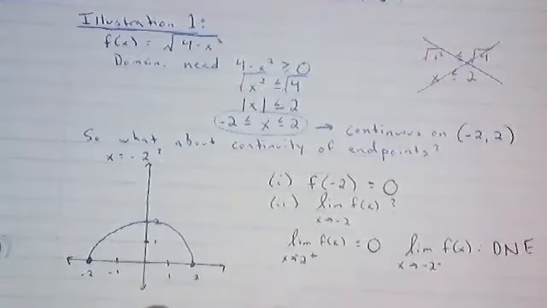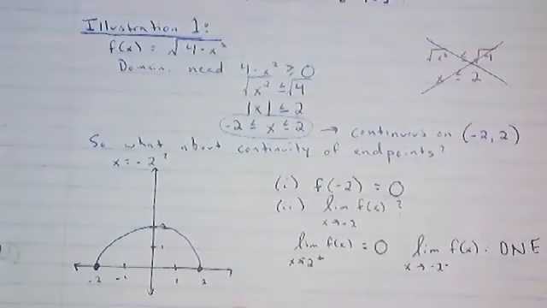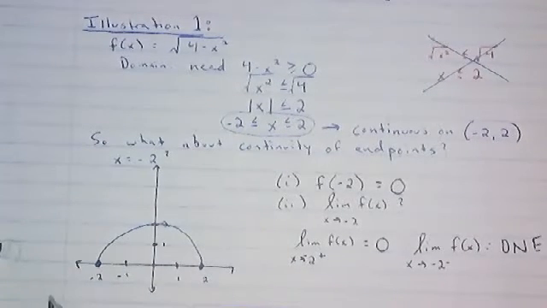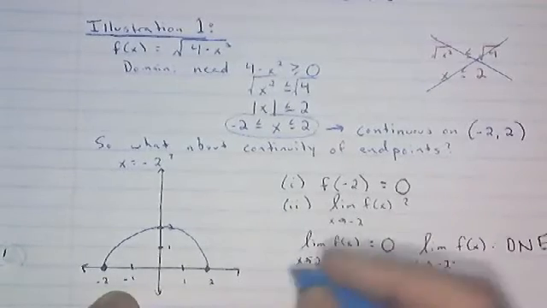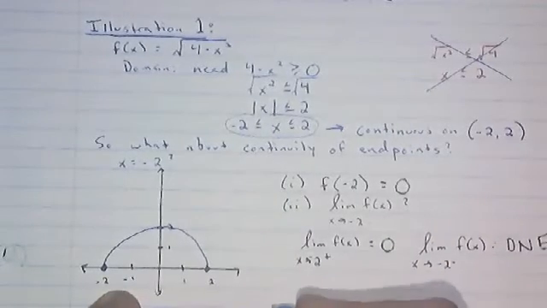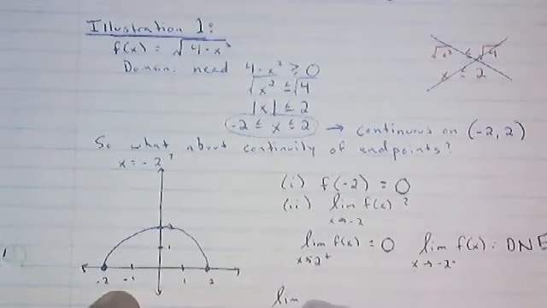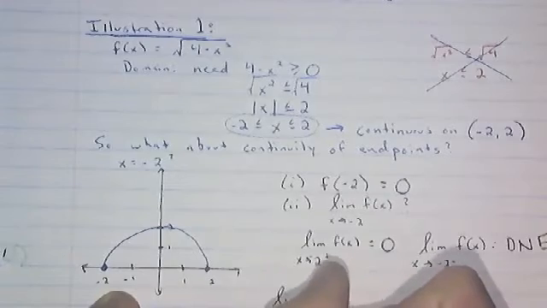So according to our current definition of continuity, is our function continuous at -2? No, because it just kind of falls off into the abyss. And there's no way to establish that limit. So the limit at -2 does not exist.